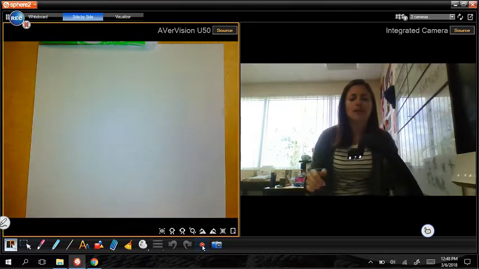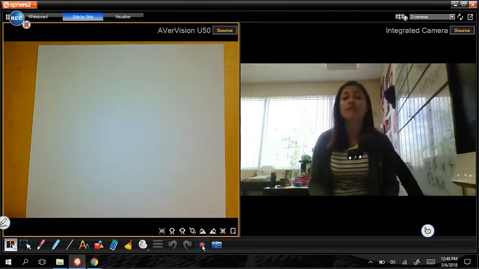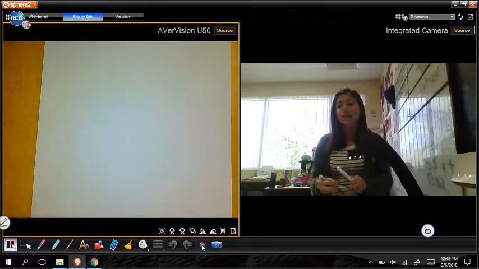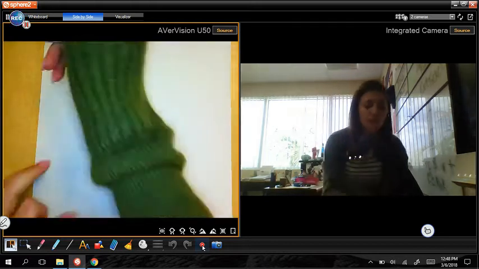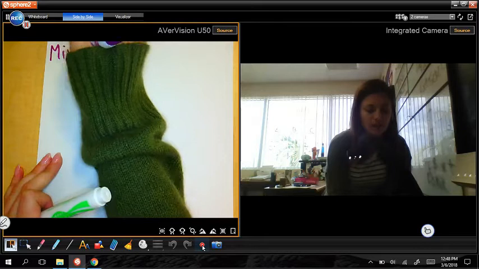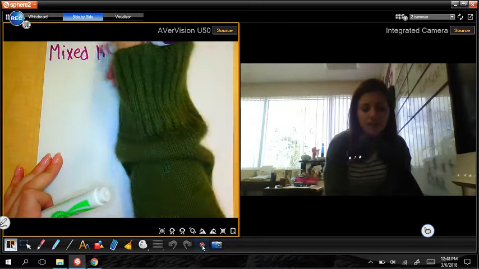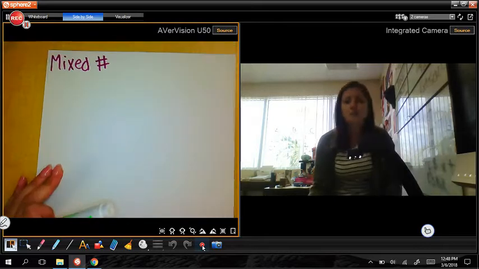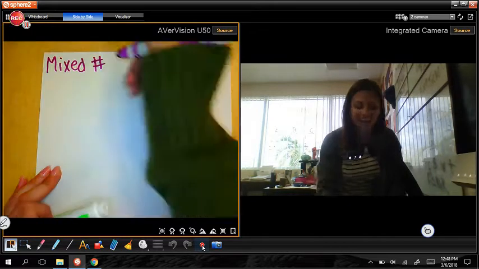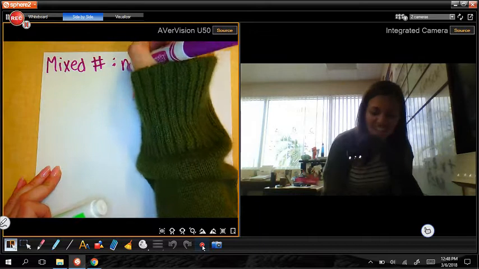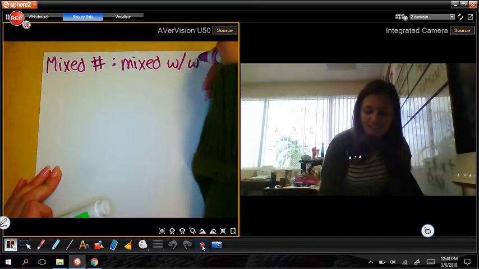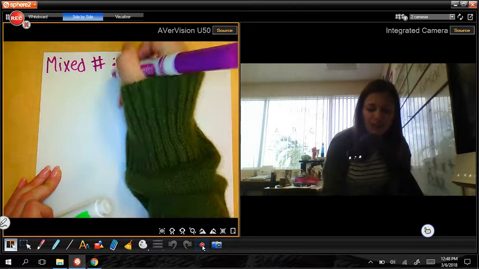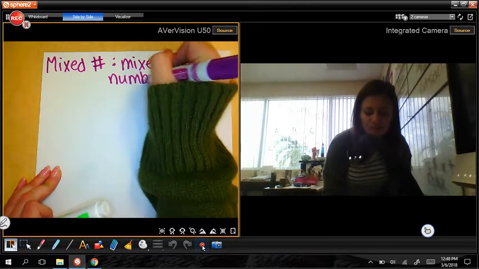So today we are working on continuing our fractions. We've been working on mixed numbers and improper fractions. So first let's review a mixed number. A mixed number is mixed with what? Good answer. A mixed number is mixed with whole numbers and fractions.